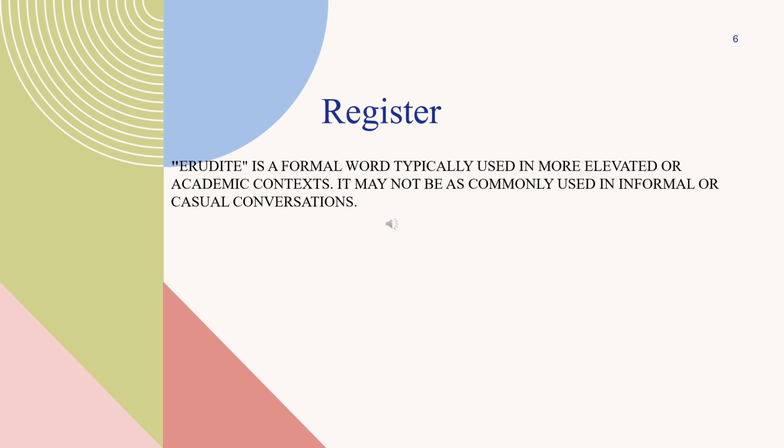The next C is register. The register of erudite is a formal word typically used in more elevated or academic contexts. It may not be as commonly used in informal or casual conversation.